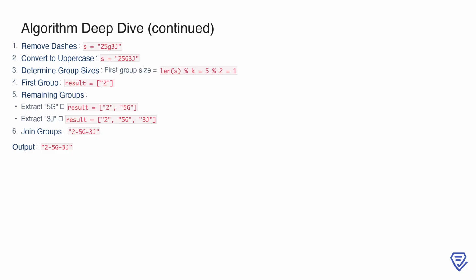Finally, we join all the groups in the result list with dashes to form the formatted output. The result is 2-5G3J. This demonstrates how the algorithm processes the input step by step to produce the correct output in a structured and efficient manner.